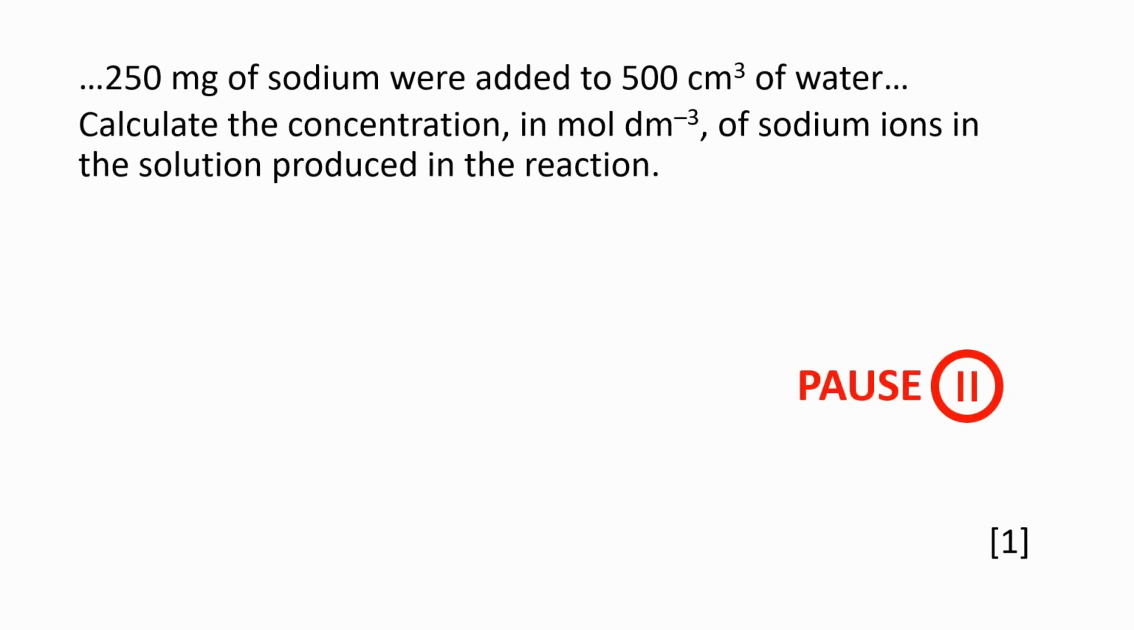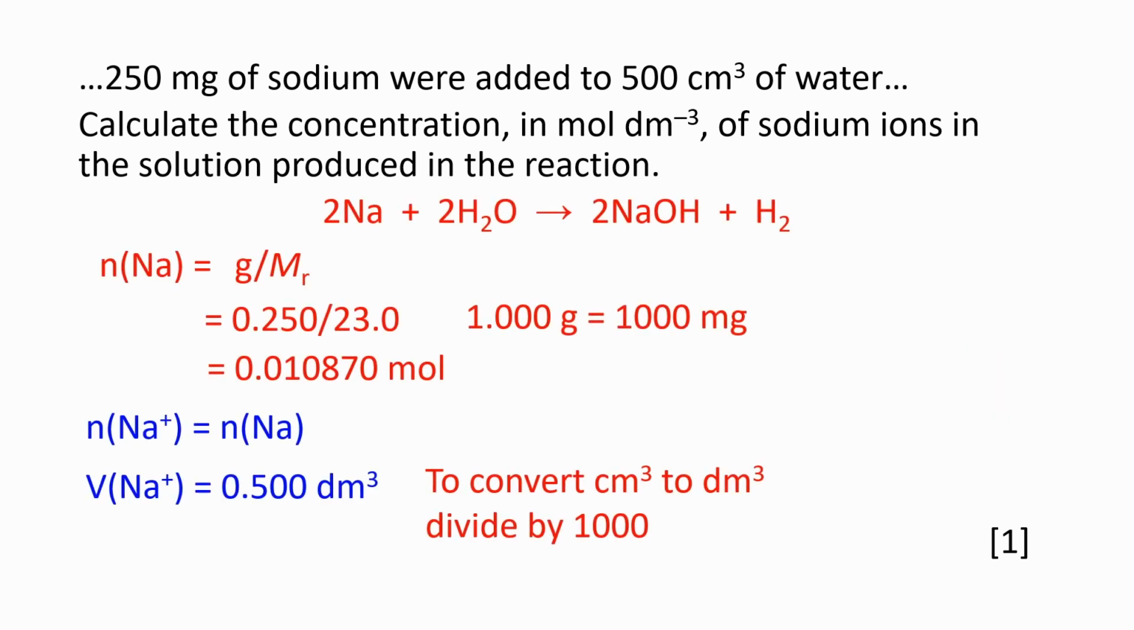Here's the next part of the question. Calculate the concentration in moles per decimeter cubed of sodium ions in the solution produced in the reaction. We constructed the chemical equation and worked out the amount of sodium earlier. We can see from the balanced equation that 1 mole of sodium gives 1 mole of sodium ions. The volume of the solution formed is 500 centimeters cubed. Convert centimeters cubed to decimeters cubed by dividing by 1000.